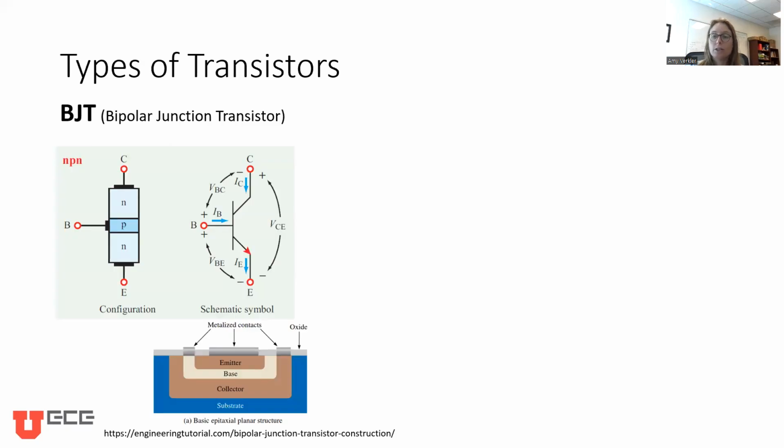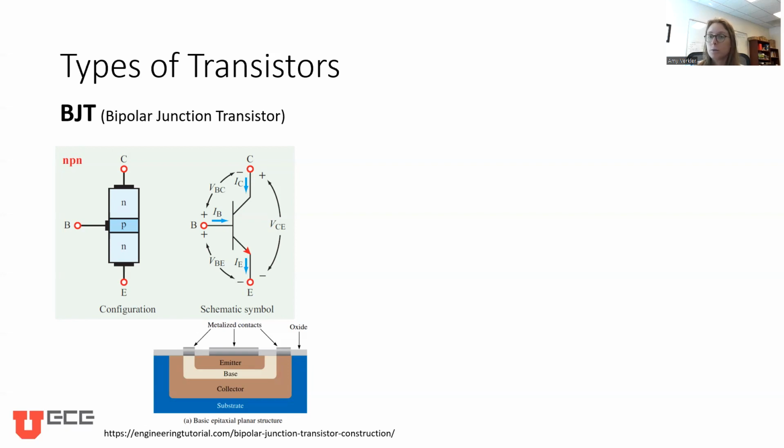One type of transistor we'll be talking about today is the bipolar junction transistor, or BJT. As you can see here, it looks like 2 diodes shoved together in terms of its semiconductor materials. We've got 2 NP junctions inside of there. The N material is the negatively doped semiconductor, and the P is the positively doped semiconductor.